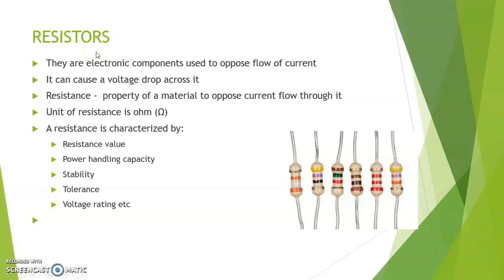Next we come over to resistors. As you are all aware, resistors are used to oppose the flow of current. They can cause a voltage drop across them, and resistance is the property of a material to oppose the current flow through it. The unit of resistance is ohm, and basically a resistance is characterized by terms like resistance value, power handling capacity, stability, tolerance, etc.